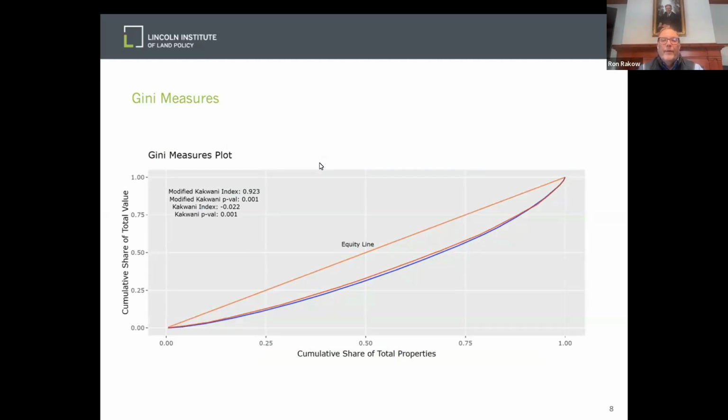So here's an example of what a Gini plot will look like. You'll see that there are two lines here, one representing the assessed values, one representing the sale prices. The way the Ginis work is if we have a very strong correlation between the assessment and the sale prices, the lines will be very close together, which is what you'll see here. And then we also have our Kakwani index calculated at 0.923. A Kakwani index of 1 indicates perfect vertical equity. So a measure of 0.923 suggests that there's a real strong correlation and that we can feel good about the vertical equity in this distribution.